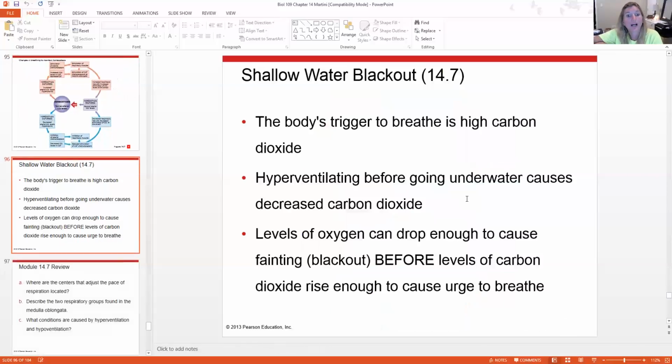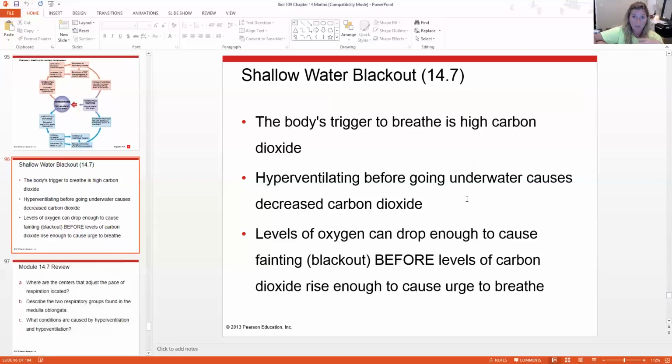A shallow water blackout. This is your body's trigger to breathe. The body's trigger to breathe is high carbon dioxide. So when you have high carbon dioxide in your body, that's going to tell your body to exhale and inhale. Hyperventilating before going underwater is going to cause decreased carbon dioxide. So levels of oxygen can actually drop enough to cause fainting or blackout before levels of carbon dioxide even rise enough to give you the urge to breathe.